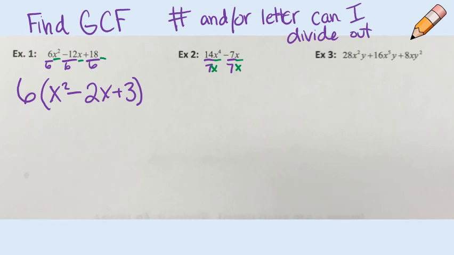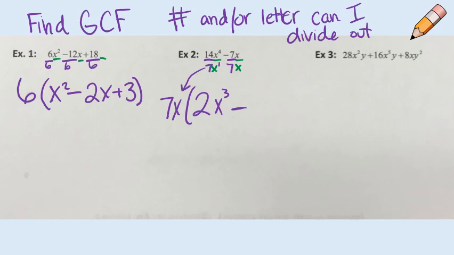Let's see what we have remaining. If I divide 14 by 7, I have 2. I'm dividing out a 7x here. That was what I was going to divide out. 14 divided by 7 is 2. x to the 4th divided by x. Now that x has an exponent of 1, we take the 4 minus the 1. When we divide variables, we subtract their exponents. So I have x to the 3rd remaining.